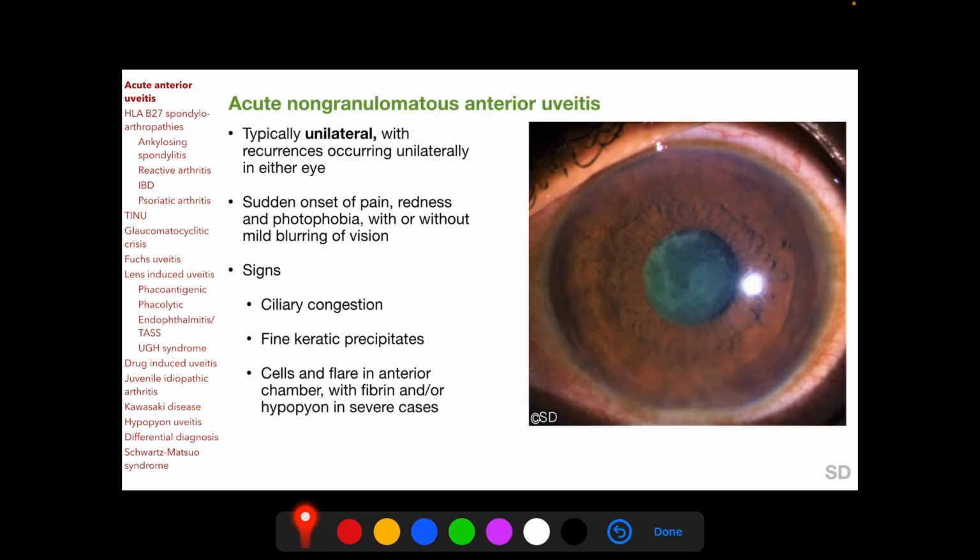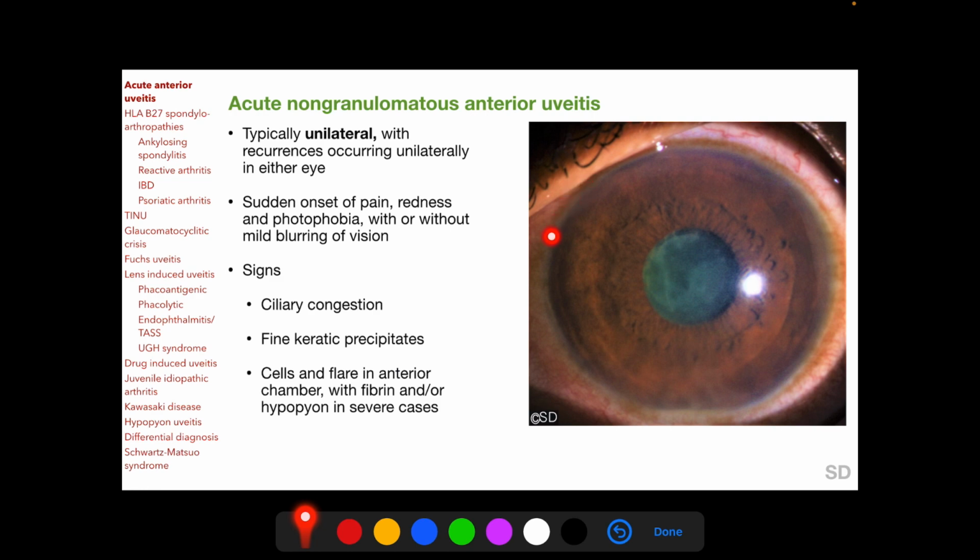Acute non-granulomatous anterior uveitis is typically unilateral, with recurrences occurring unilaterally in either eye. That means that it may involve the right eye or the left eye in different episodes, but it does not involve both eyes simultaneously. The patient complains of sudden onset of pain, redness and photophobia with or without mild blurring of vision. On examination, we find ciliary congestion, fine keratic precipitates, cells and flare in the anterior chamber with fibrin and/or hypopyon in severe cases.